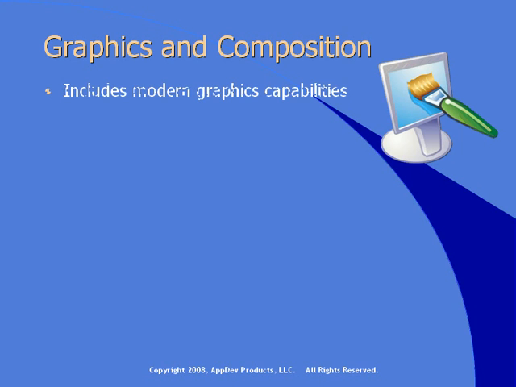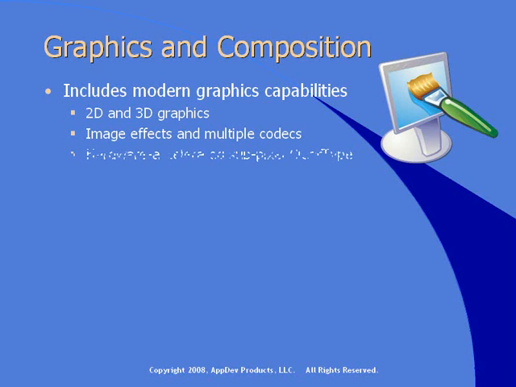WPF includes modern graphics capabilities, both two-dimensional and 3-dimensional graphics. Windows Forms supported 2-dimensional graphics fine. You'd have to fight hard to get 3-dimensional graphics to work in a Windows Forms application. It supports image effects, that is, moving images around, scaling, rotating, transforming images, and multiple codecs for displaying those images.